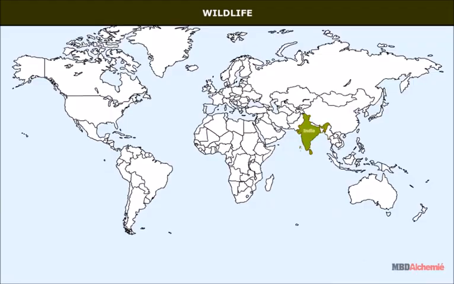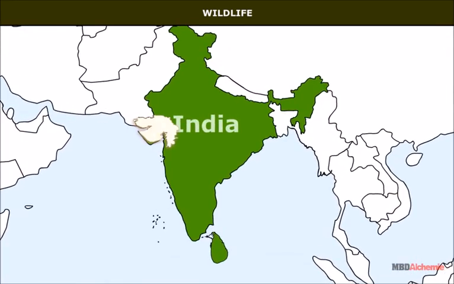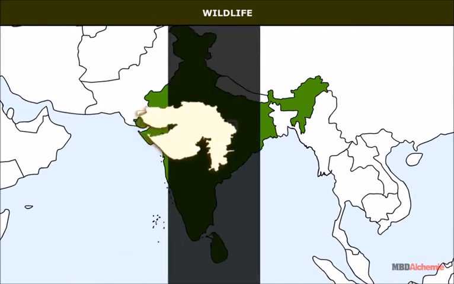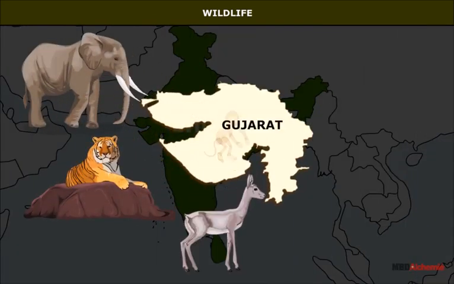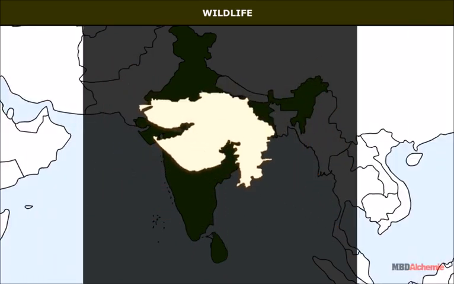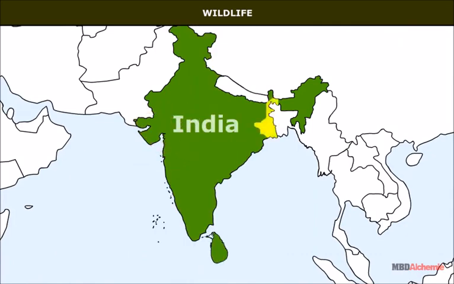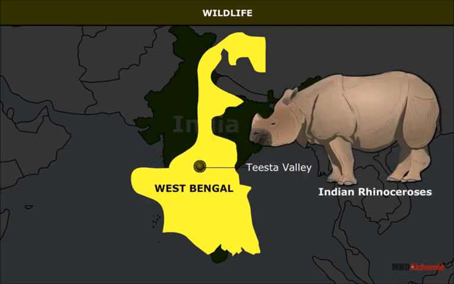Wildlife. Elephants, tigers, deer, monkeys, and antelopes are found in the monsoon forests of Gujarat in India, while Indian rhinoceroses are now found only in the Teesta Valley, West Bengal.